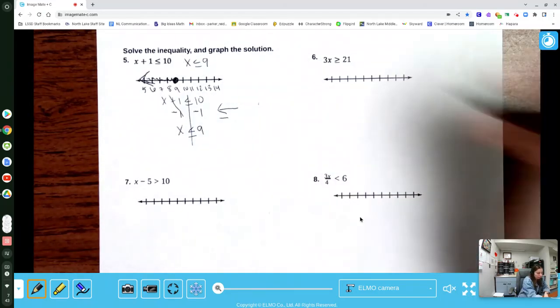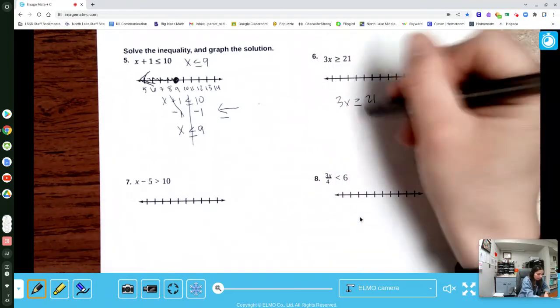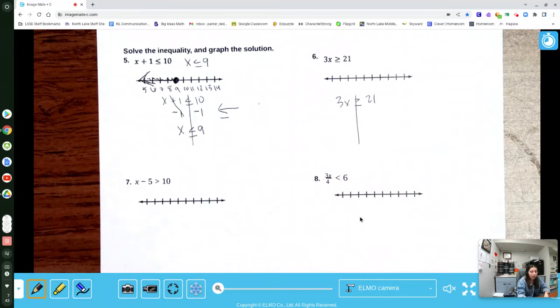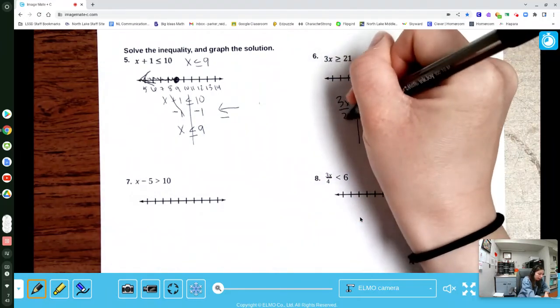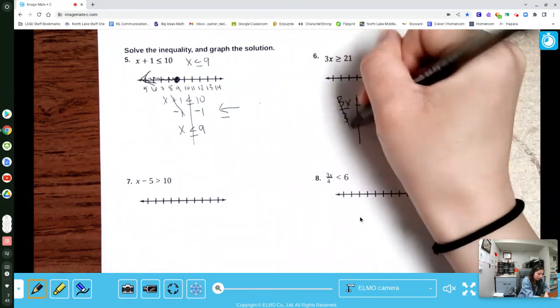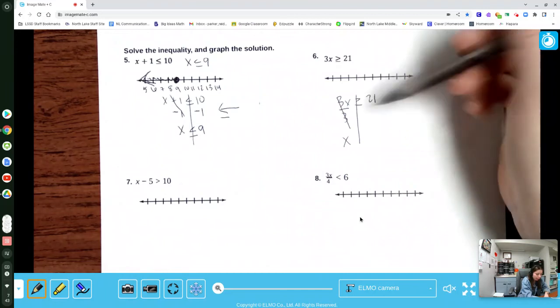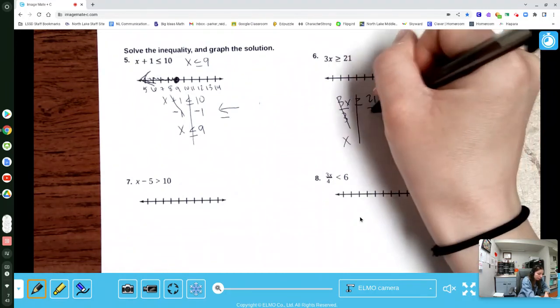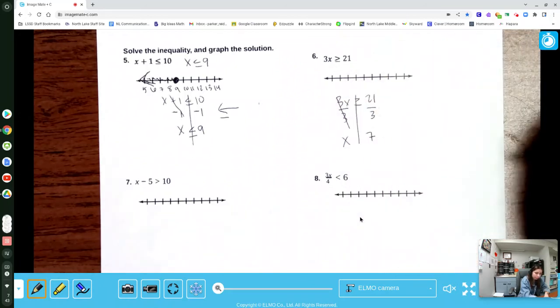All right, question 6, we're going to solve 3x is greater than or equal to 21. Again, draw a line through your inequality symbol. 3x means 3 times x, so how do I undo times 3? I divide by 3. Times 3 divided by 3 undo each other, leaving only x left over. And don't forget, because you divided by 3 here, you must do the same on the other side. 21 divided by 3 is 7.